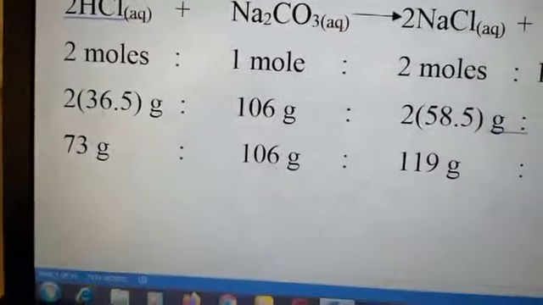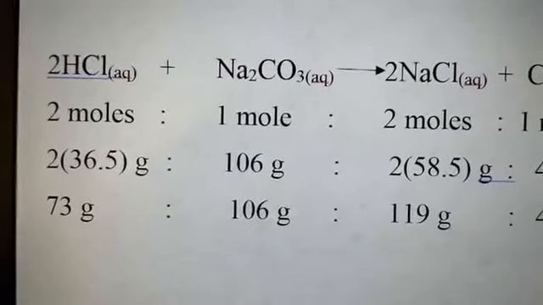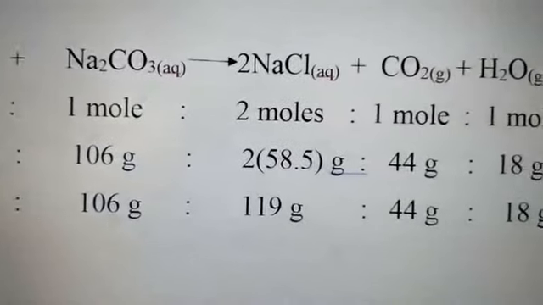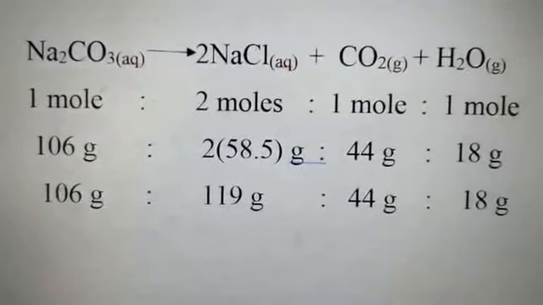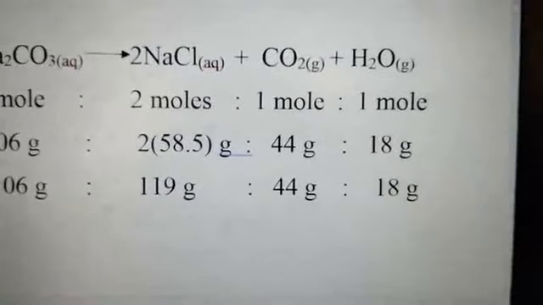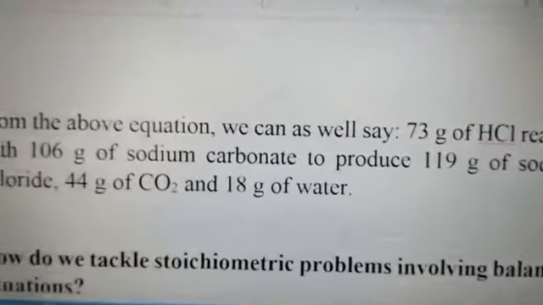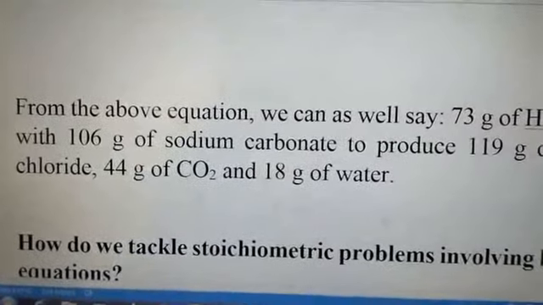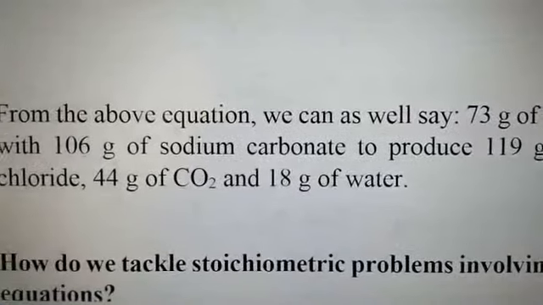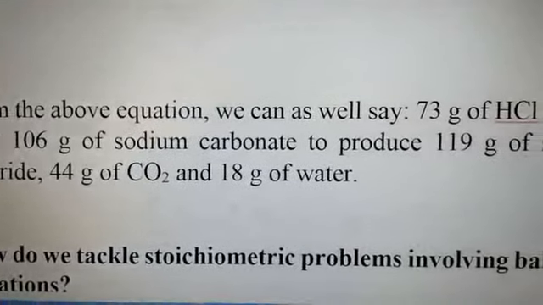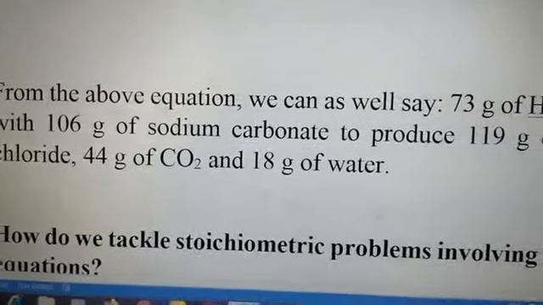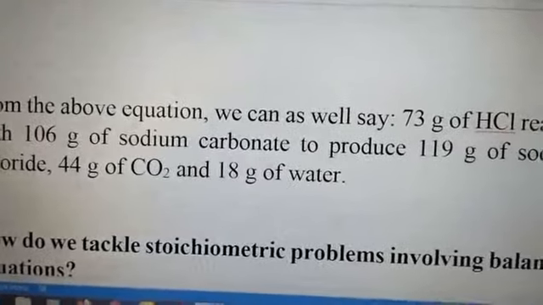So it is right for us to say that 73 grams of HCl reacted with 106 grams of sodium carbonate to produce 119 grams of sodium chloride, 44 grams of CO2, and 18 grams of water. So that's the expression we have there. From the above equation, we can as well say 73 grams of HCl reacted with 106 grams of sodium carbonate to produce 119 grams of sodium chloride, 44 grams of CO2, and 18 grams of water.